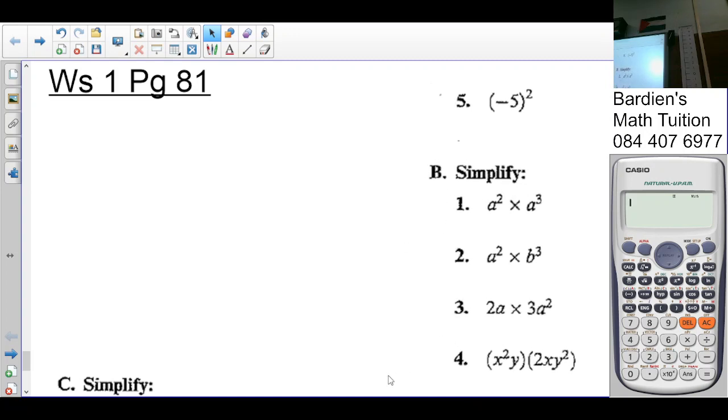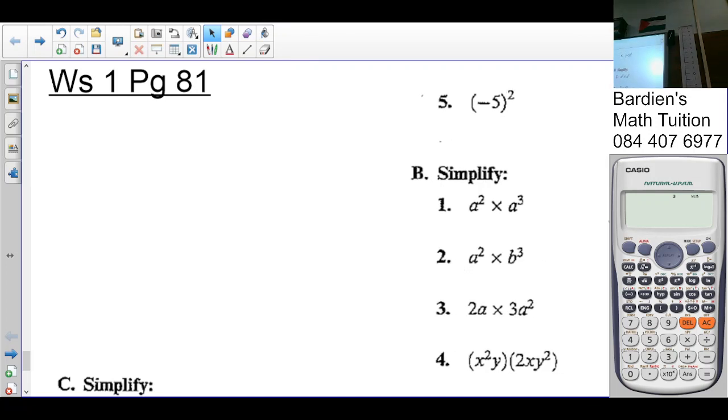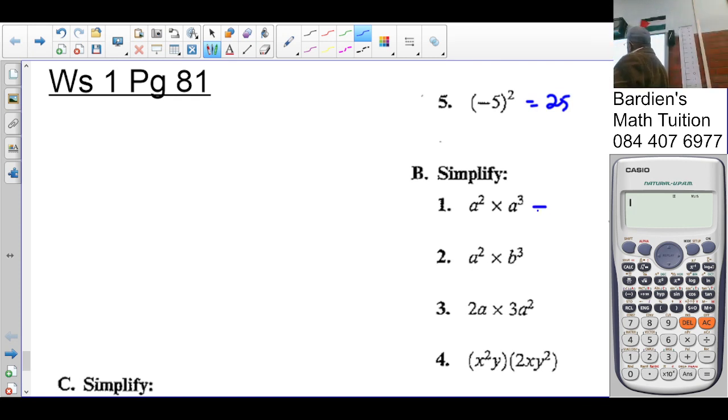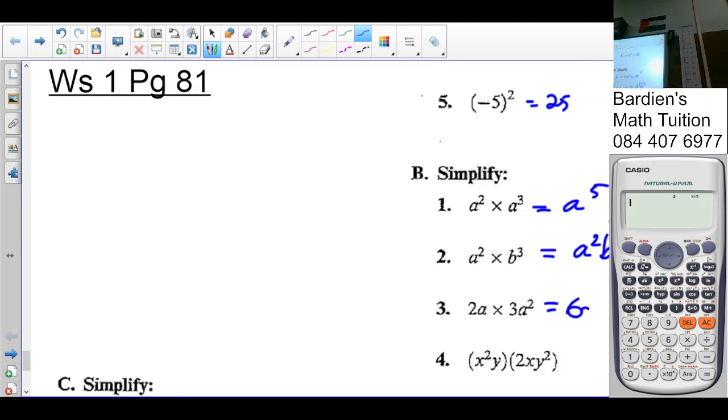Okay. Number 5. Yes, 25. The next one. 8 to the exponent 5. You all agree with that? Next one. A squared B cubed. Right. Next. 6A cubed. The next one. 2x cubed y. Any issues there?